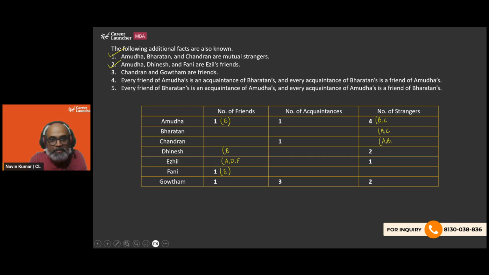C and G are friends. So if C and G are friends, that means G is a friend to C, and C is a friend to G. So we are also done with the friends of G.